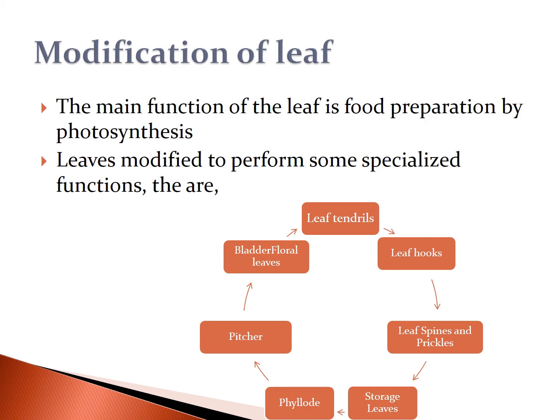After that, pitchers. The leaf becomes modified into a pitcher in Nepenthes, and Sarracenia is also a best example. In Nepenthes, the basal part of the leaf is laminar and the midrib continues as a coiled tendril structure. The apical part of the leaf is modified into the pitcher. The mouth of the pitcher is closed by a lid, which is the modification of the leaf apex.